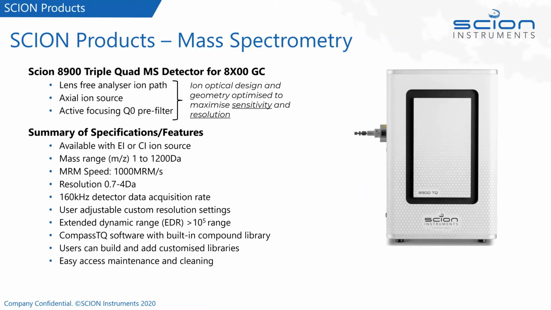Again, this is the triple quad. It's got the same design as the single quad, but of course it's got that extra quad so we can do MRM data collection, and this gives us even better sensitivity and more selectivity than the 8700. So these two mass spectrometers are for GC.